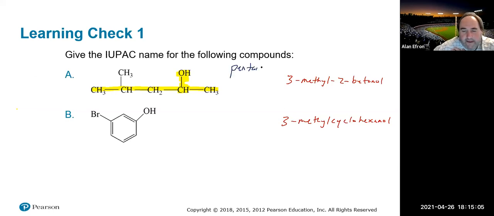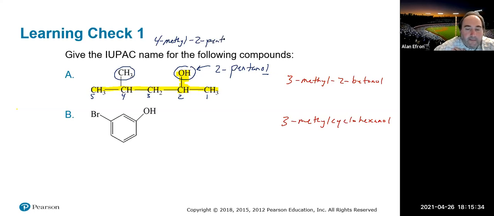It now will become pentanol, OL at the end. Again, we want to give this OH group the smaller numbers, so going right to left should do that for us. That is going to then tell us this is 2-pentanol, where the OH is located. And because of that, our methyl group now will end up at carbon number 4. So putting all that together, that's going to be 4-methyl-2-pentanol. Any questions on that name there?